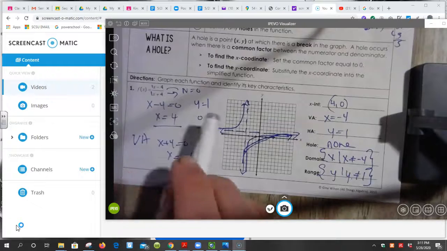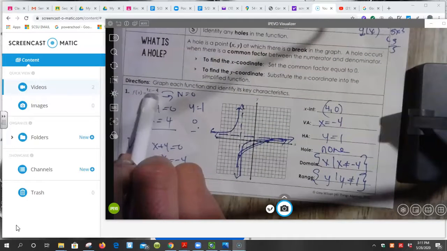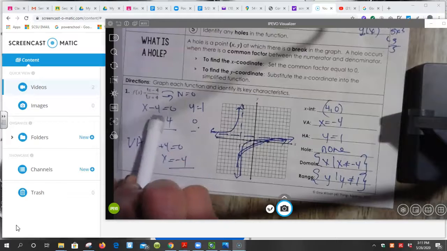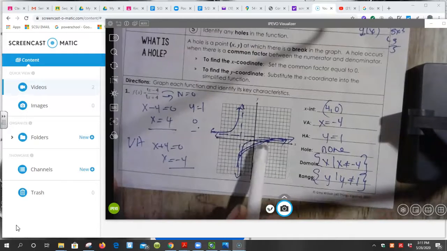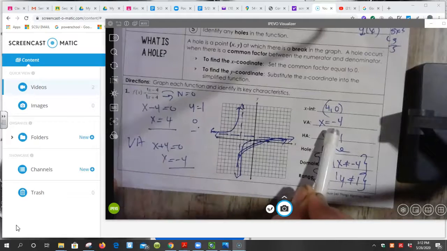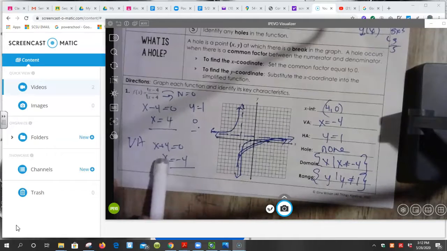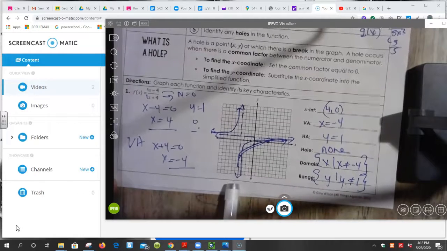So down here, an example. We're looking at the x-intercept. That's where we set the numerator equal to 0, and it's going to be x minus 4 equals 0, x equals 4. So that's why we have 4 comma 0. That means the graph must go through that point right there, 4 comma 0. The denominator we set equal to 0 for the vertical asymptote. That gives us x equals negative 4.